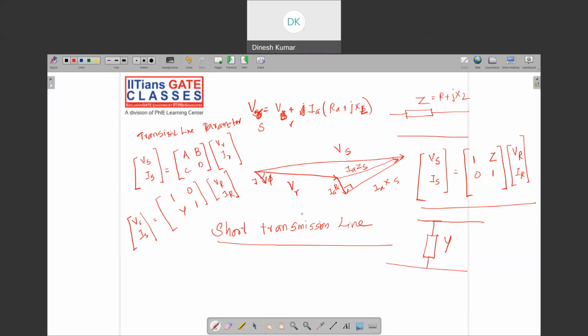So medium transmission line will be the cascading effect of these three ones. Okay, so we just find individually, then multiply everything together, and you will get the ABCD parameter for the medium transmission line. So this is very important. You can write all these things. This is very simple. I will wait for a few minutes so that you can write all these things.